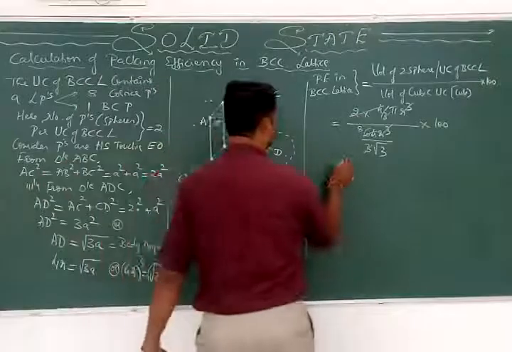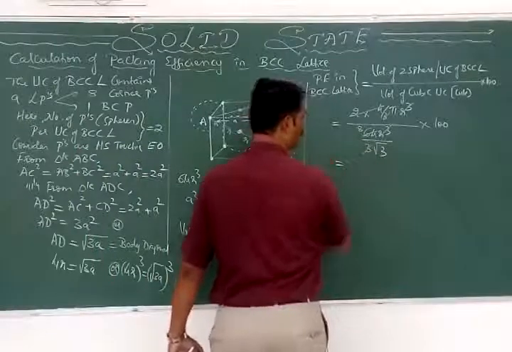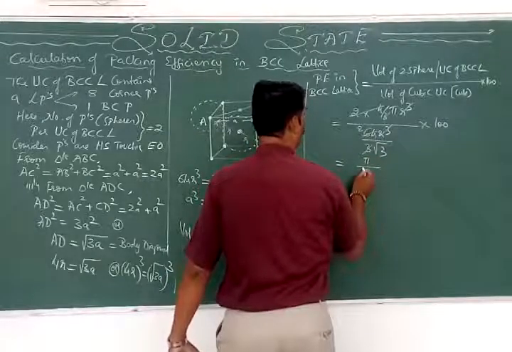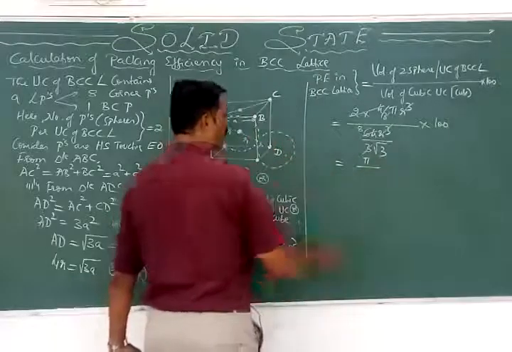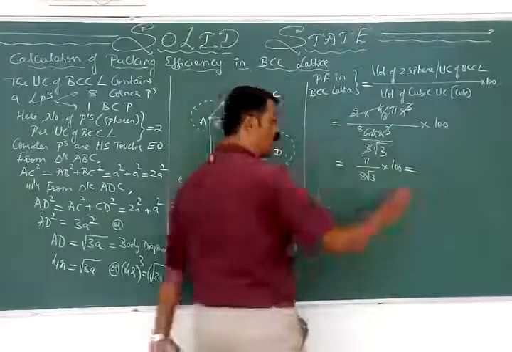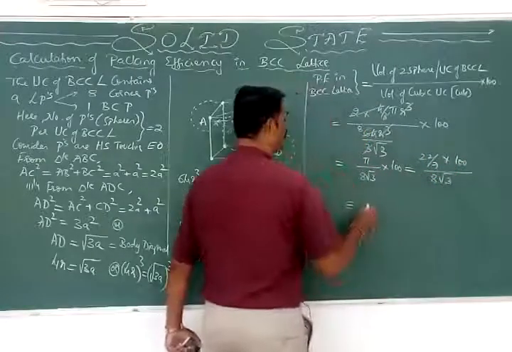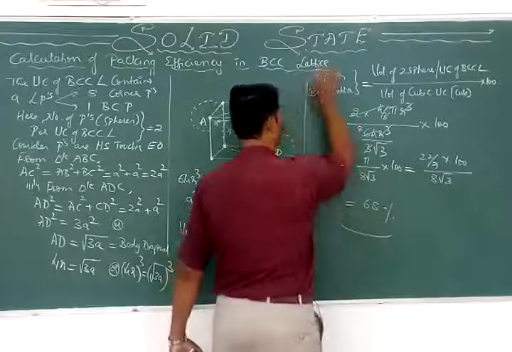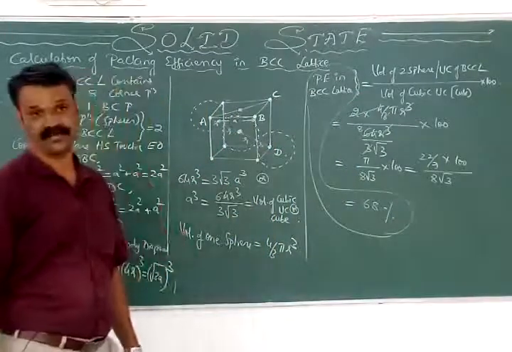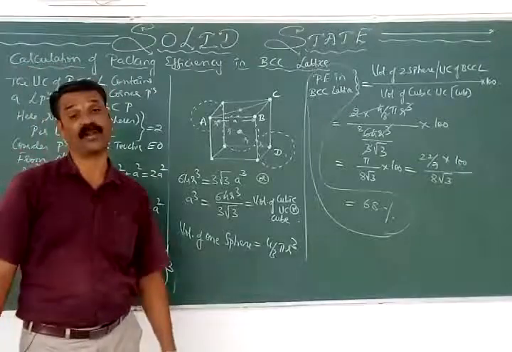So what is the net I will get here? It is pi divided by 8. 8 ones, it is found to be 64. Or if I simplify that, I will get 8 root 3 into 100. That is equal to, what is pi here again? 22 by 7 into 100 divided by 8 into what? Root 3. So if I simplify, I will get that in the form of 68%. What is 68% here? It is called the packing efficiency with respect to the BCC lattice. Okay, what is the rest 32% here? It is called the volume of the vacant space, or it is also called unoccupied space.